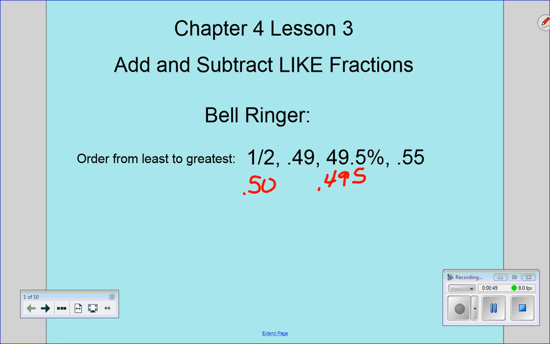So, order from least to greatest. What's my smallest? Okay, 0.49. What's my next? Yeah, 49.5%. I'm writing it how they want me to write it. What's my next one? 1/2. And then 5/5. You should have done this on your homework a few days ago. Okay, so make sure you know how to do that.